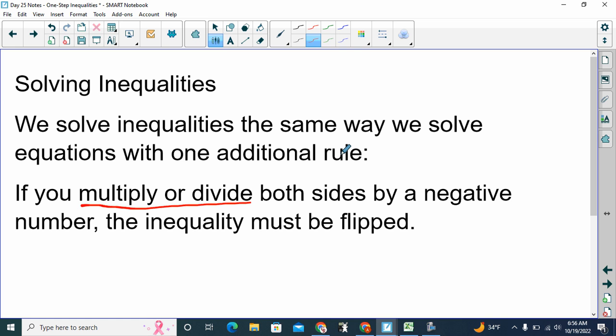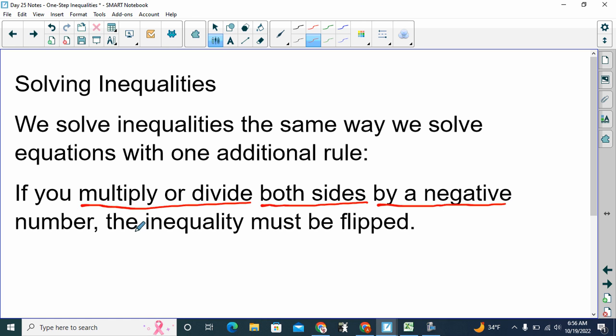So it's only if we multiply or divide, not if we add or subtract, even if we're dealing with a negative number. Only when we multiply or divide. Also, it has to be both sides. If we are distributing a negative number, that's technically multiplying by a negative number. It has to be done to both sides in order to flip the inequality. And then, of course, by a negative number.